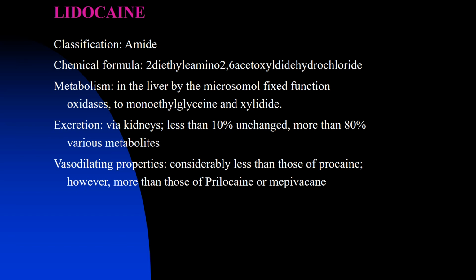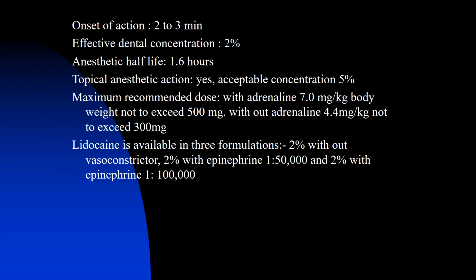Classification: amide. Metabolism is in the liver by microsomal fixed function oxidases. Excretion is by the kidneys, less than 10% unchanged, more than 80% excreted as metabolites. Vasodilation properties are considerably less than those of procaine. The onset is 2 to 3 minutes, very fast acting. The effective dental concentration is 2%, which is normally used. The anesthetic half-life is 1.6 hours, so more than 1 hour you will get that action, around 1.5 hours.